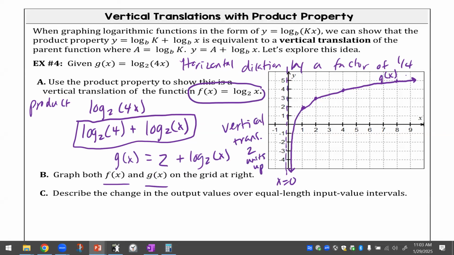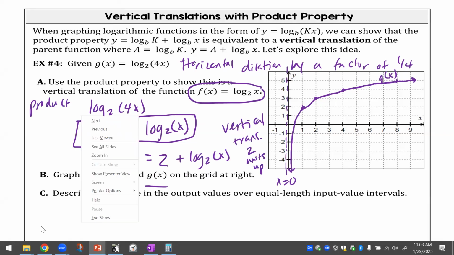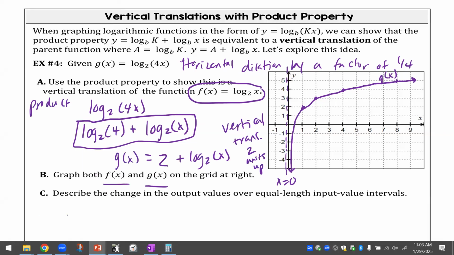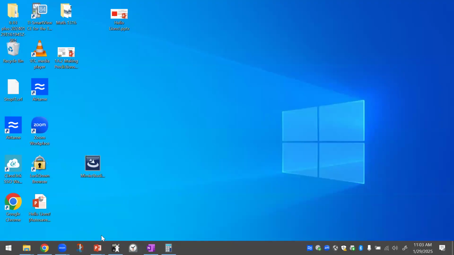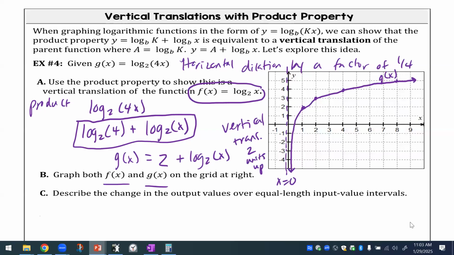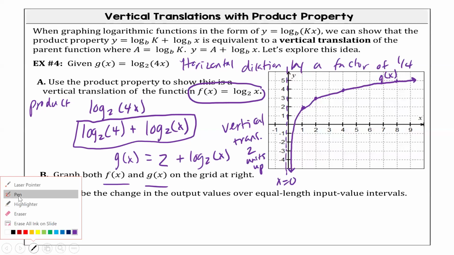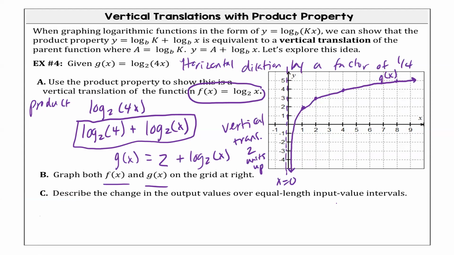Right now, we only have what graph? Our g of x. So we're going to graph our f of x, and I need to be able to change my pen color. But I don't know how, this little bar won't go away. Not f of x. There we go. Okay. So if I have log base 2 of x, just log base 2 of x, my f of x isn't the same. It's my parent function.